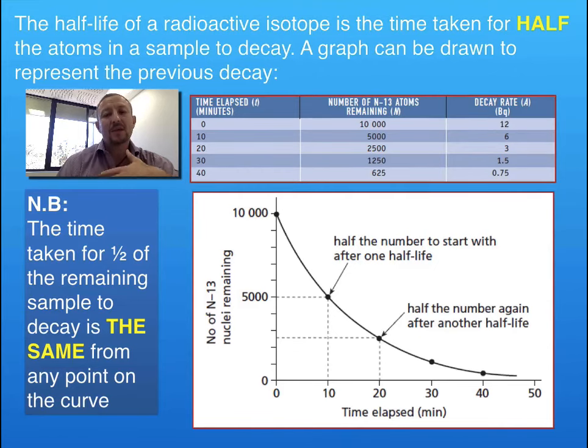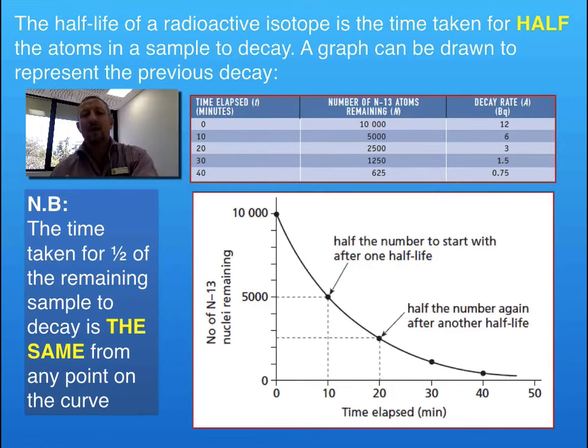And you can see that when we look at the curve, at 10 minutes is where we've dropped from 10,000 to 5,000 atoms. 20 minutes is the halfway point where we've dropped from 5,000 to 2,500. And then as we carry on, the next 10 minutes will be half of that, the next 10 minutes will be half of that, and so on and so forth. So the decay rate has basically produced this inverse curve, or half-life.